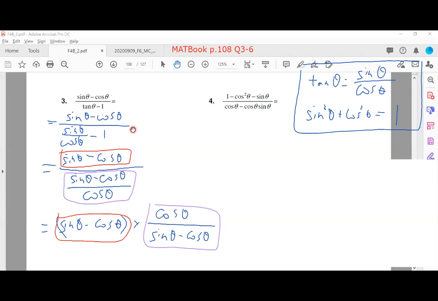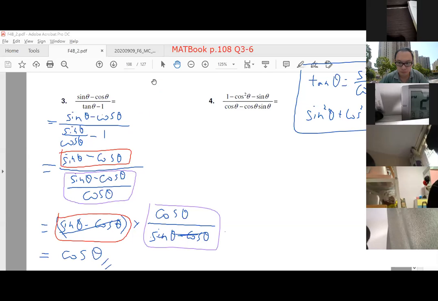So you're happy seeing this because the sine theta minus cosine theta, one up, one down, will be cancelled by each other. So what is remaining is just cosine theta. That is the answer. It's okay?